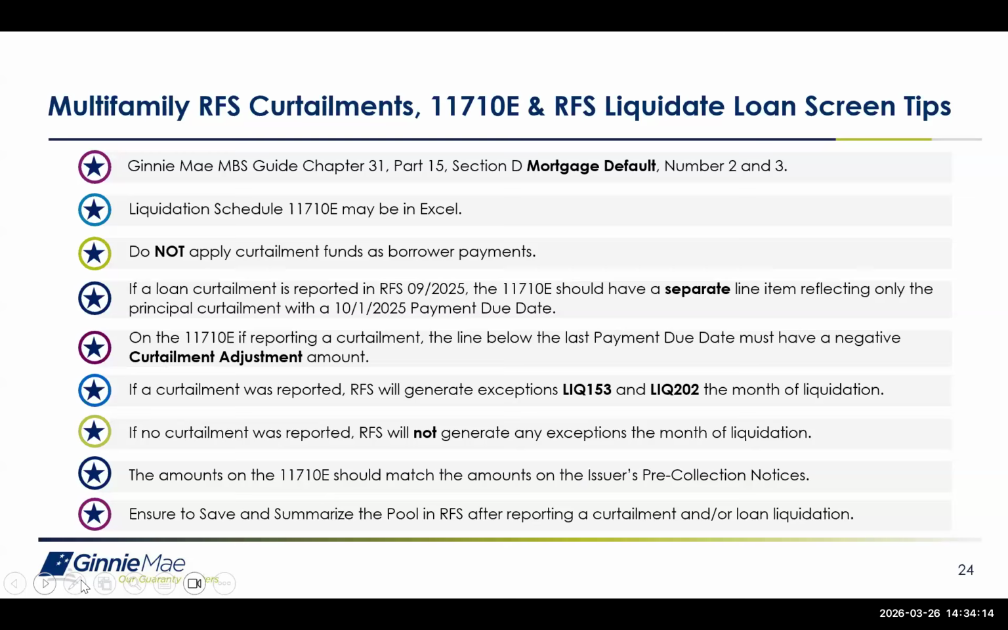When a curtailment is reported, RFS generates an LIQ 153 and an LIQ 202 exceptions in the liquidation month. RFS does not generate any exceptions if no curtailment was reported. The amounts on the 11710E should match the issuer's pre-collection notices. And one more reminder, be sure to save and summarize the pool after any loan level reporting in RFS.